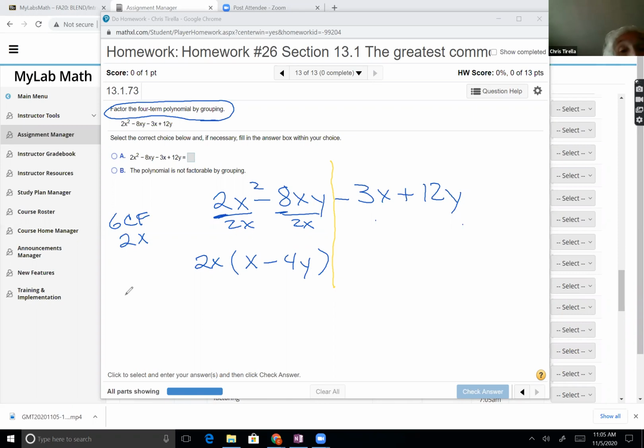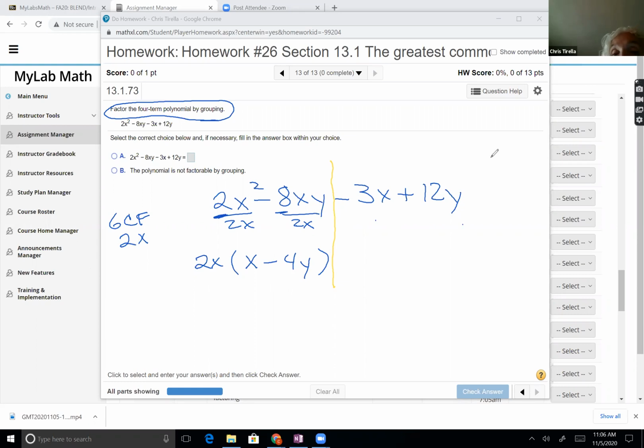When I factor, I always do a quick mental check by multiplying back. 2x times x would give me 2x squared. 2x times minus 4y would give me minus 8xy. So is everybody comfortable with what we did on the front of this polynomial? Yes.